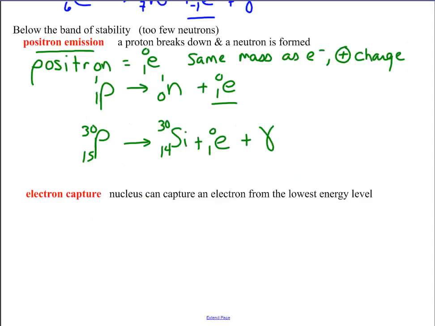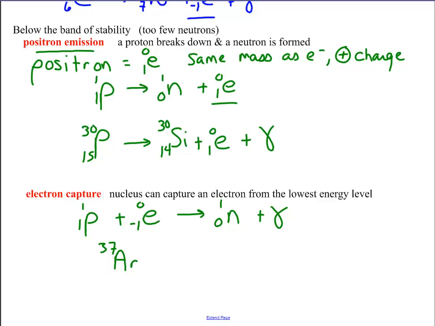The other way that we can increase the stability of these isotopes that have too few neutrons, that are below the band of stability, is to go through a process called electron capture. This is where the nucleus actually snags one of the electrons in the lowest energy level from outside the nucleus, pulls it in, and that electron combines with the proton to form a neutron. So in this case we have two particles on our reactant side. We have a proton and an electron. They combine to give us a neutron. Same mass, neutral charge. Again, we have gamma radiation as we do with any kind of radioactive decay.